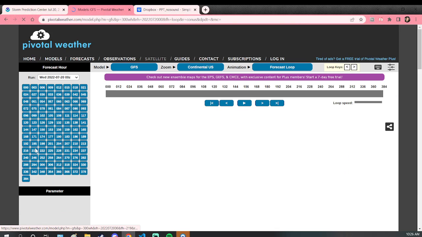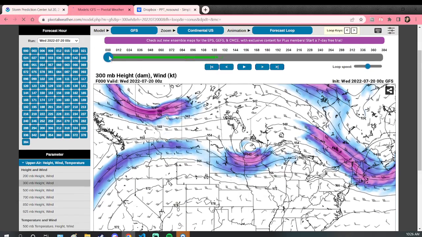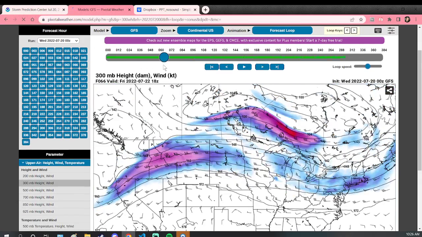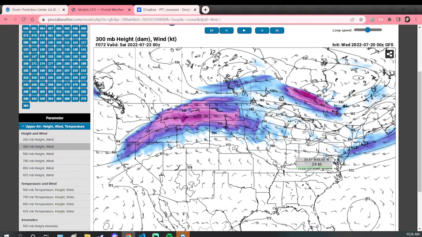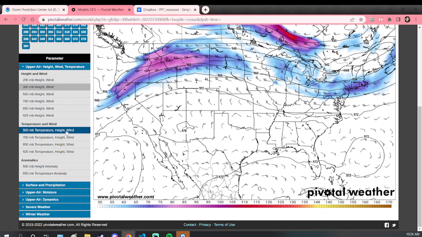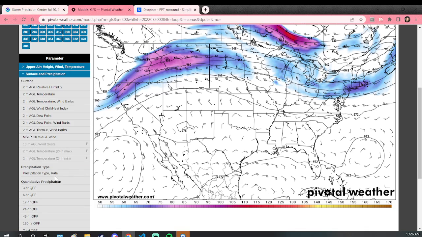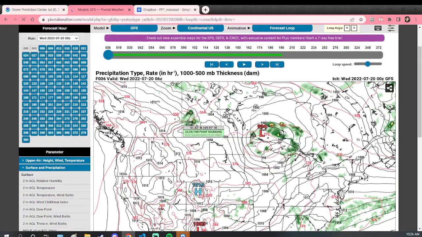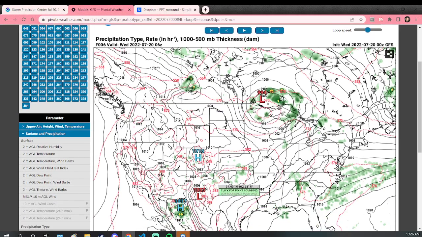Let's look at the 300 millibar level. Yeah, so you can see even lower in the lower levels, you kind of get a little bit more of the divergence of the winds. Plus, in the south, a little goes a long way because there's so much moisture, and there's more of a ridge-like pattern. Now, you can also look at precipitation type and rate, and you can see there's a little spotted precip.